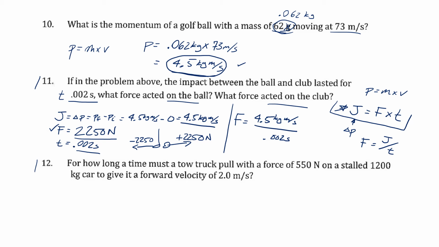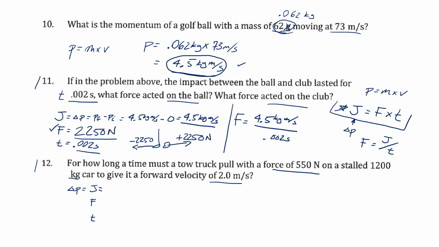Lastly, for how long must a tow truck pull with a force of 550 newtons on a stalled 1200 kilogram car to give it this momentum? So here we have to mix both of these together, right? It wants us to first find the change of momentum, which is going to be equal to J, and then we'll need to find our F and our T. So let's first find our change of momentum.